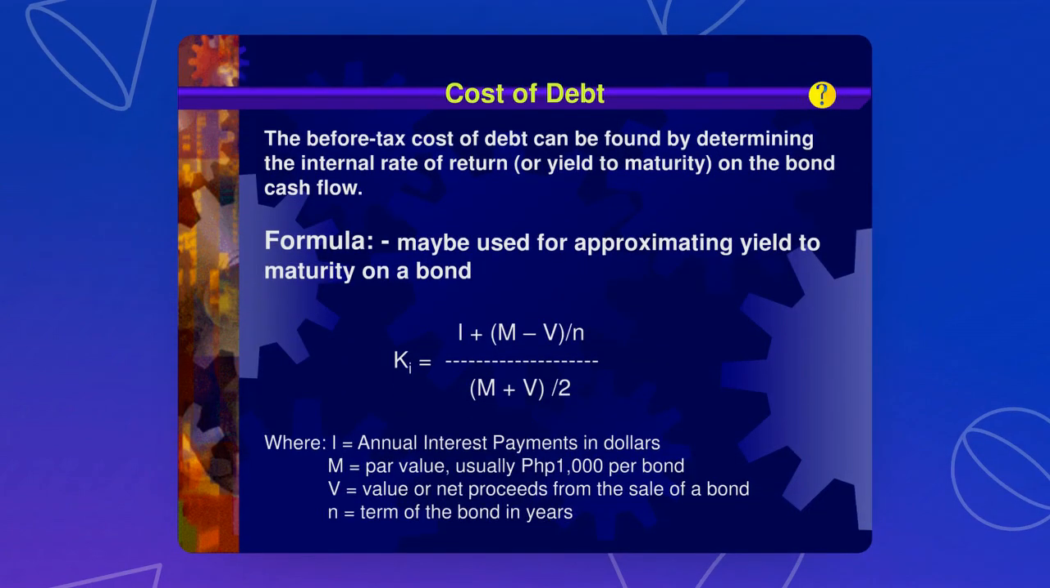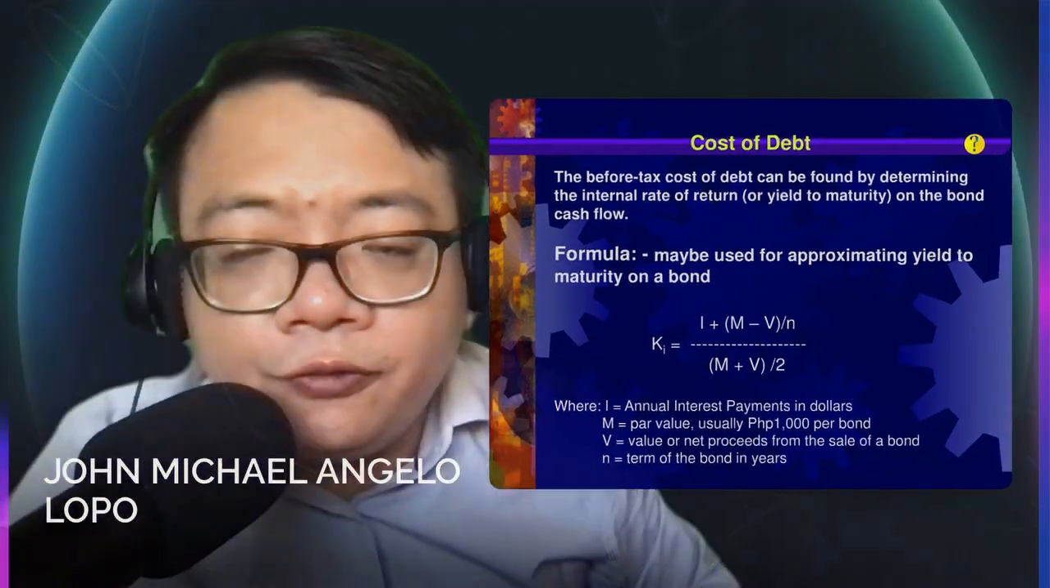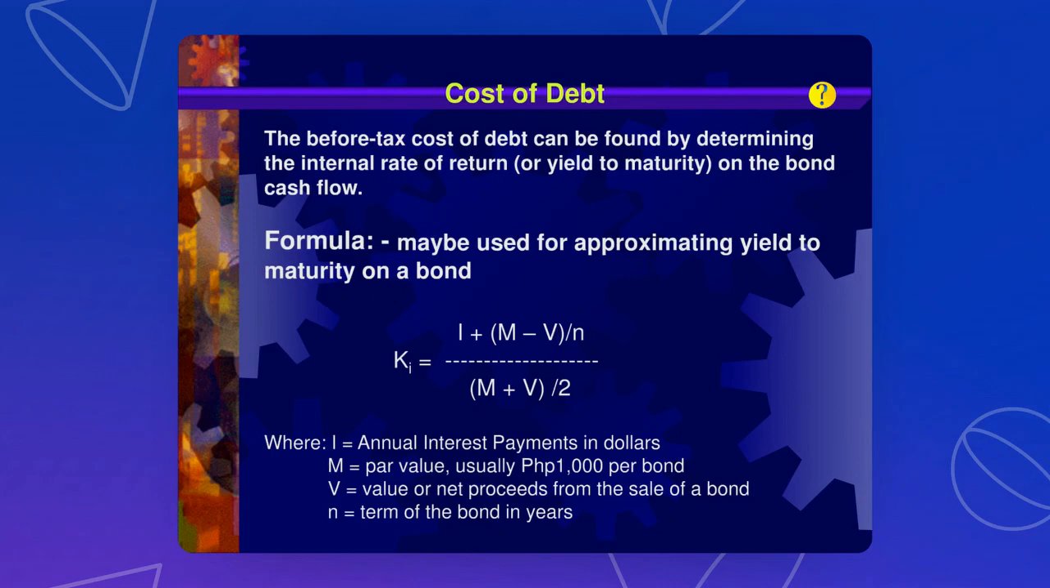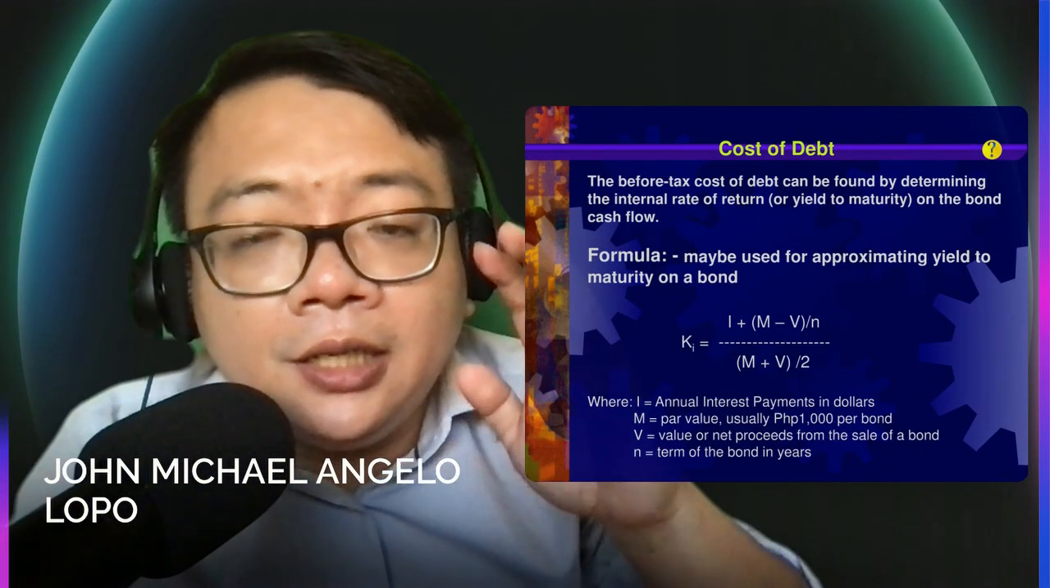So, next one. How do we compute for our cost of debt? Please take note of this. The cost of debt can be found by determining the internal rate of return on the bond cash flow. So that's what our cost of debt means. The before tax cost of debt can be found by determining the IRR on the bond cash flow.